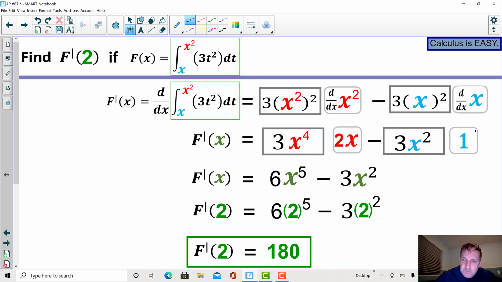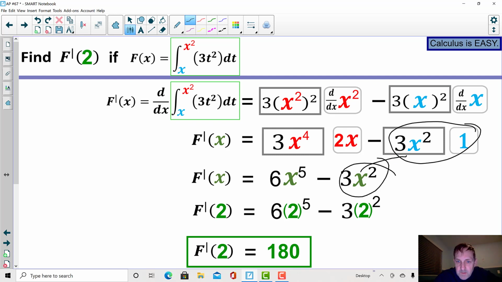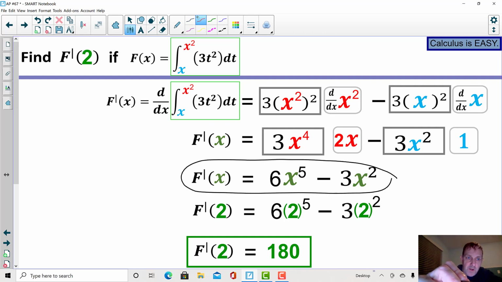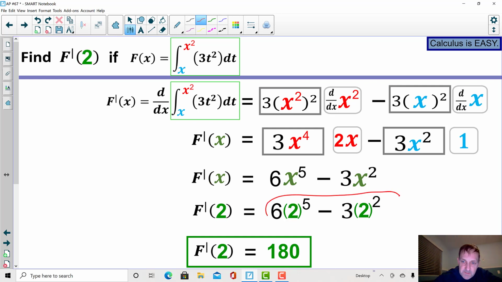All right, so this 1 times 1, it just gives you 3x squared. And that's pretty much it. We now know what f prime of x is, but they wanted f prime of 2, so we need to plug in the 2 right here. And then we'll know f prime of 2. So we plug the 2 for the x, and after simplifying this stuff, we get 180.